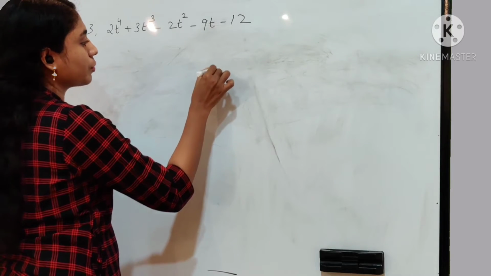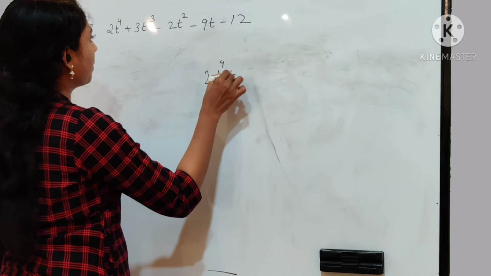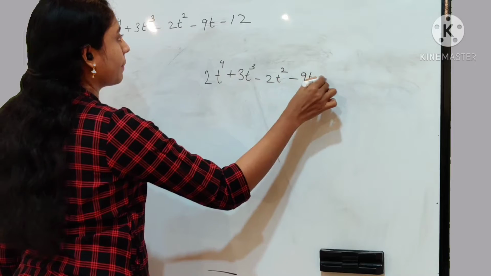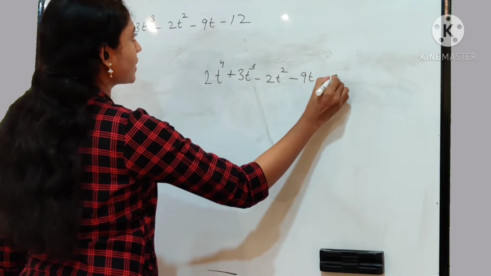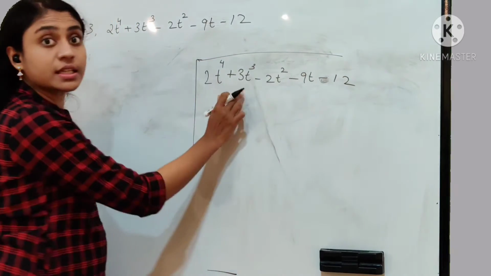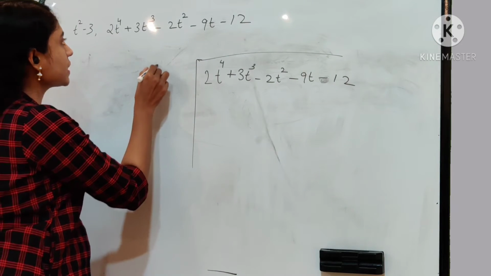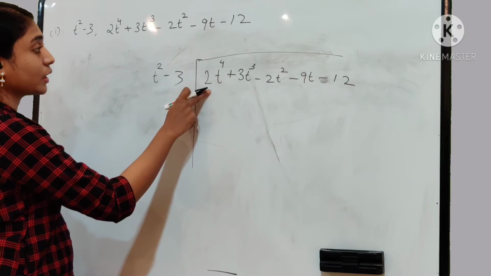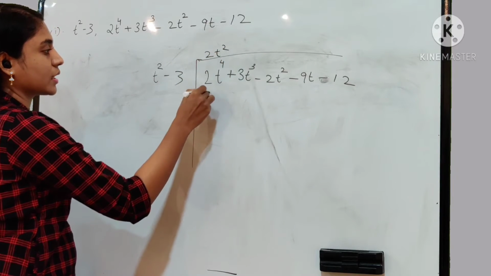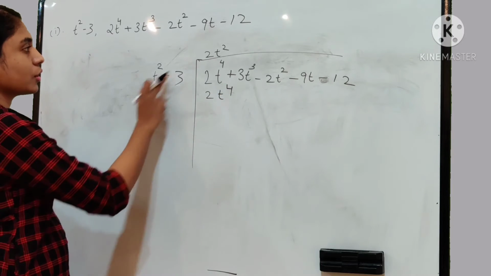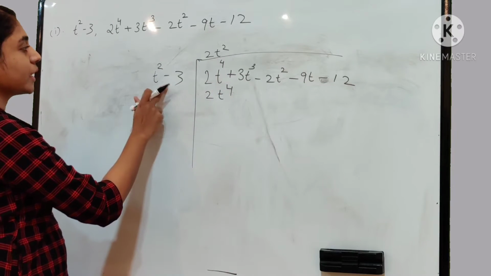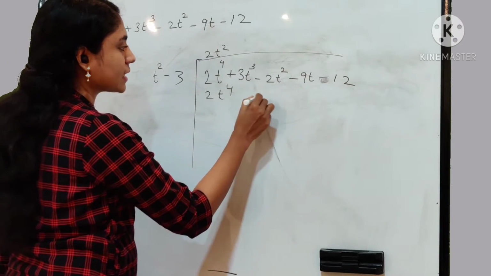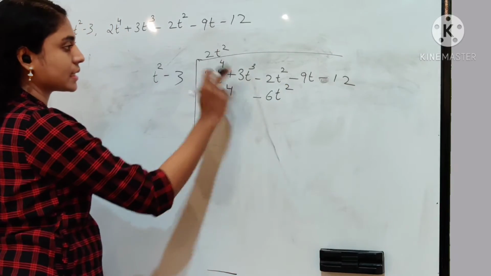We all know. So the polynomial is 2t raised to 4 plus 3t cube minus 2t square minus 9t plus, not plus, it is minus 12, divided by, this is the dividend. And what about the divisor? It is t square minus 3. Now taking the first term, t square into 2t square, it is 2t raised to 4, right? So t square into 2t square, it is 2t raised to 4. Then minus 3 into 2t square, it is minus 6t square. So write it under the t square term, minus 6t square.